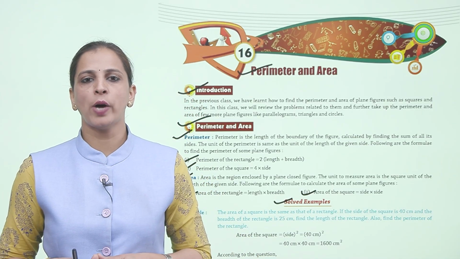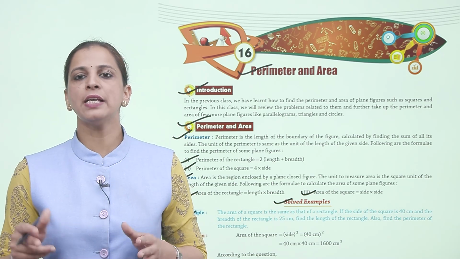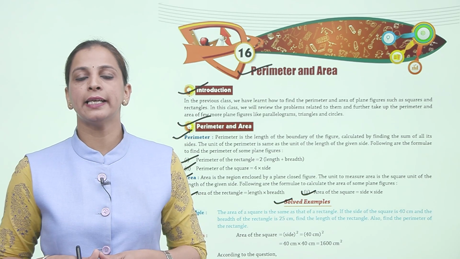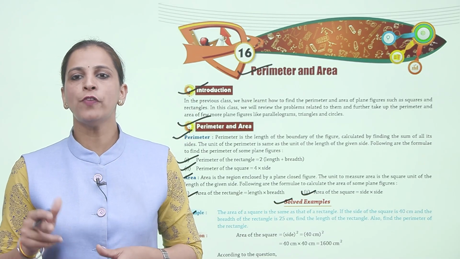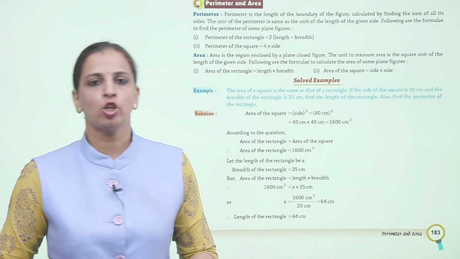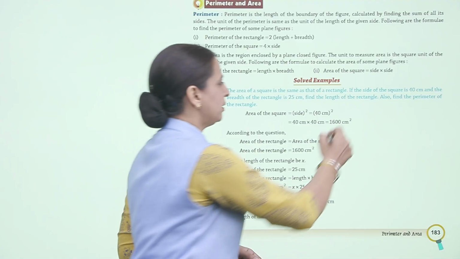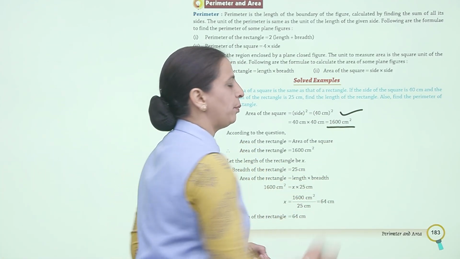The area of a square is the same as that of rectangle. If the side of the square is 40 centimeter and the breadth of the rectangle is 25 centimeter. Find the length of the rectangle. Also find the perimeter of the rectangle. Solution करते हैं इसका. Area of the square, that is side into side, that is 40 का square. 40 into 40 is equals to 1600 centimeter square.